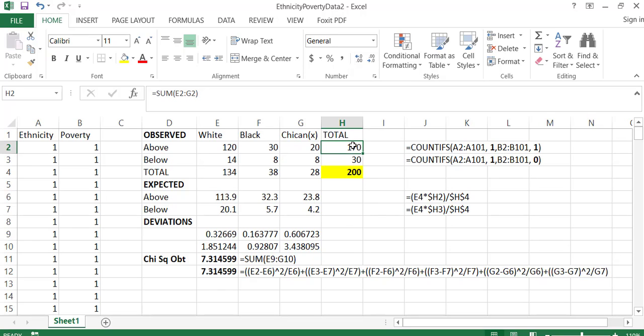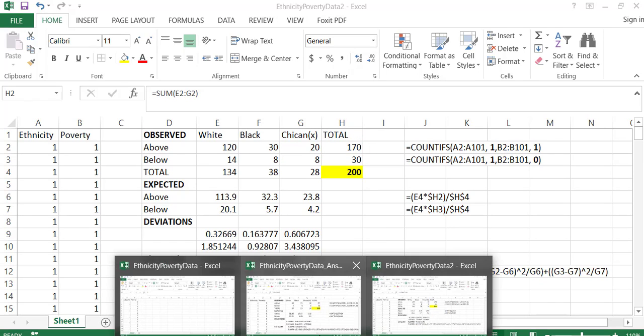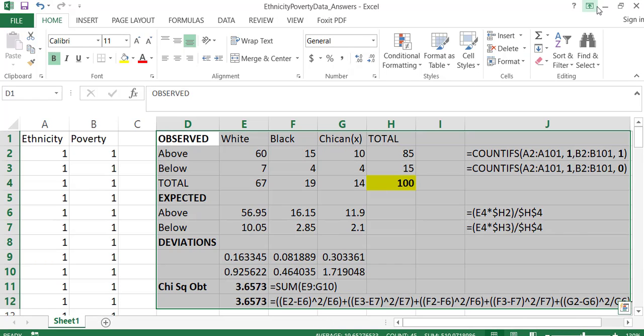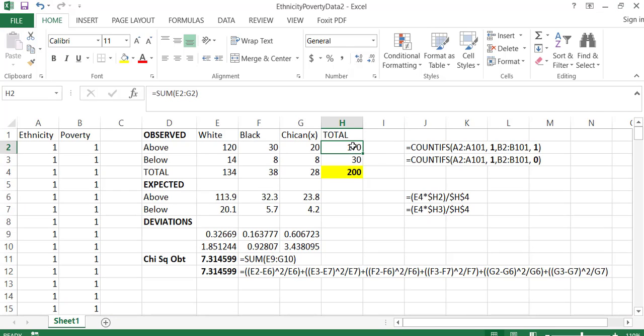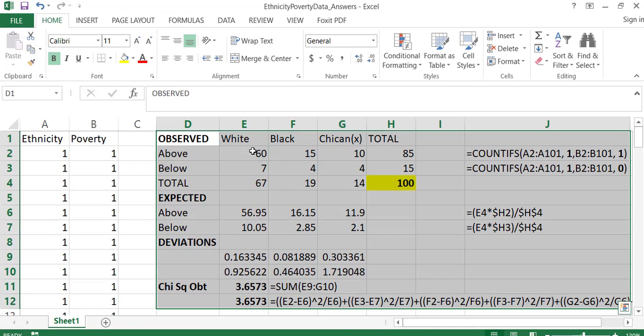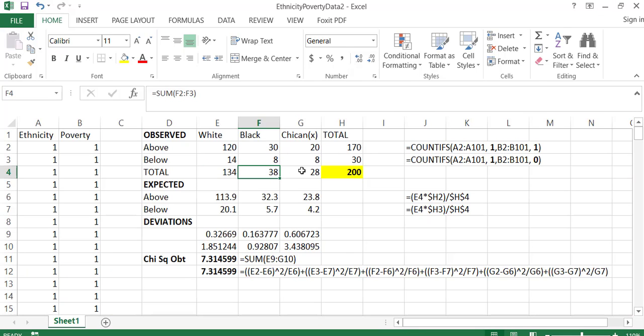As I mentioned, this is double, so 85 times 2 would be 170. If I flip back to the data, 15 times 2 should give me 30. So again, the distributions, the proportions of individuals above the poverty threshold is the same. This is still 85% of the people, it's just 85% of the 200 people. Same thing here, 134. If I look at this, 67 times 2 is 134. 19 times 2 should give me 38. So these are double what they were before. So otherwise, it stays the same.